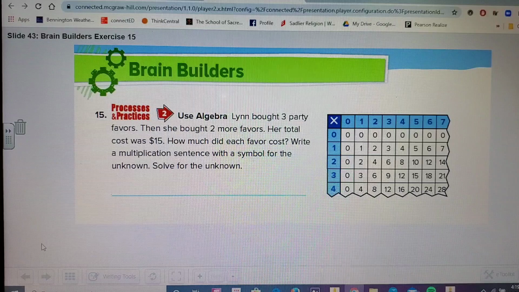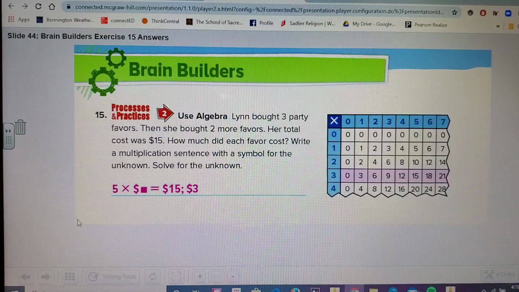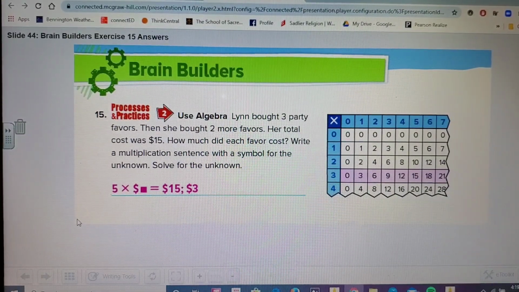So first we have to find out how many favors she bought in all. So first she bought 3 and then she bought 2. So 3 plus 2 would be 5. 5 times what equals 15? So when you find the 5 here and you find 15, the other factor is 3. So 5 times unknown equals $15. The unknown is $3.